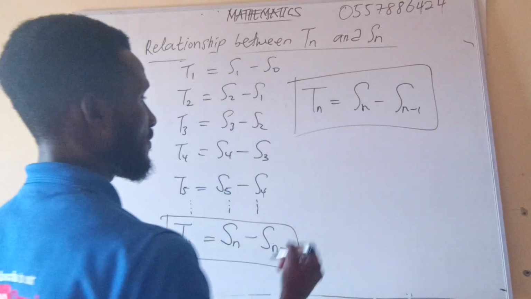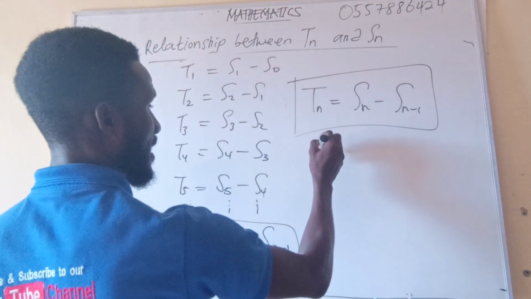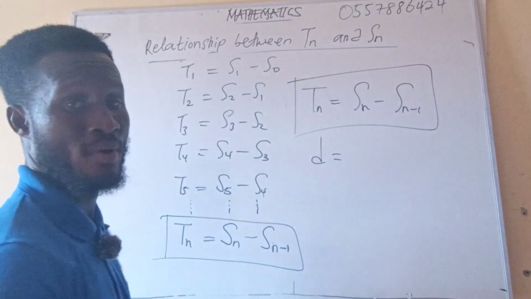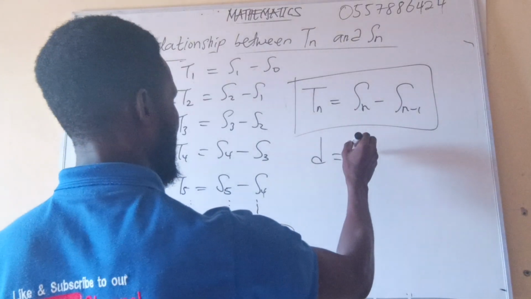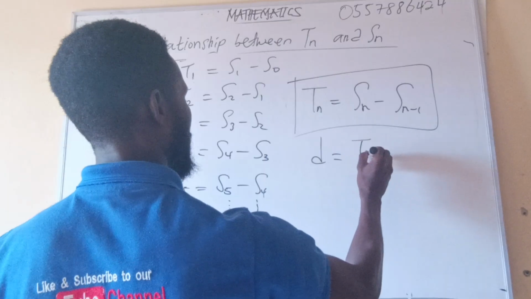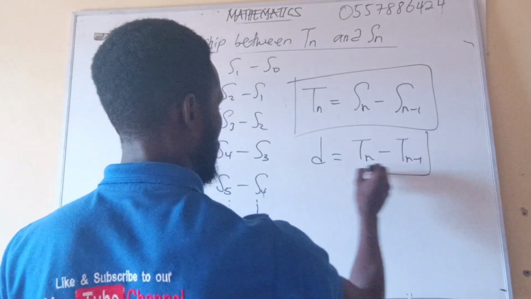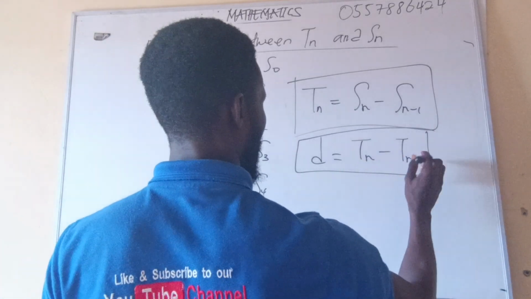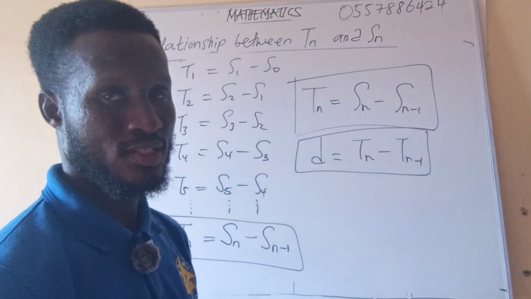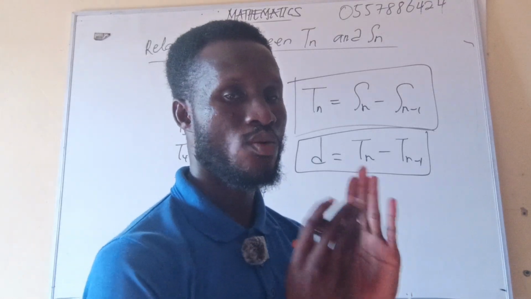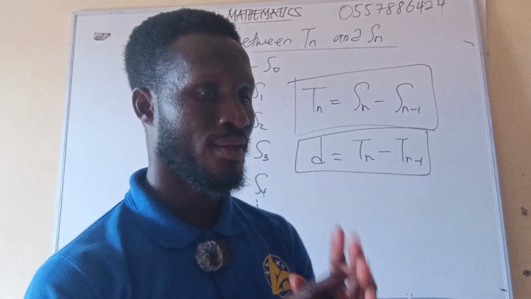Don't forget that we can also find the common difference. What's the common difference? The common difference is t_n minus what? t_(n-1). Don't forget this one. Don't forget that we made a conclusion about the common difference. And whenever the common difference is constant, the sequence becomes what? An AP. You get it?